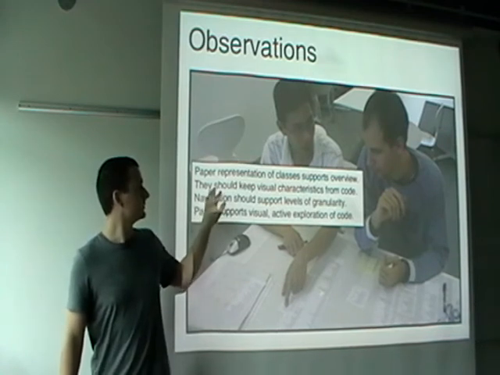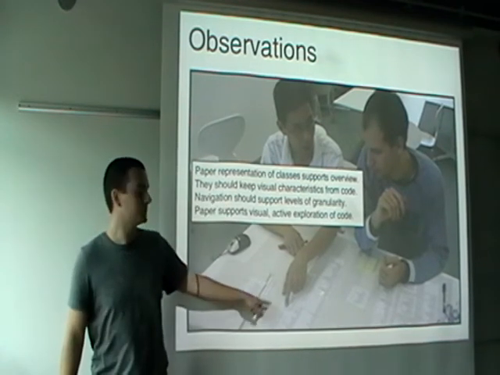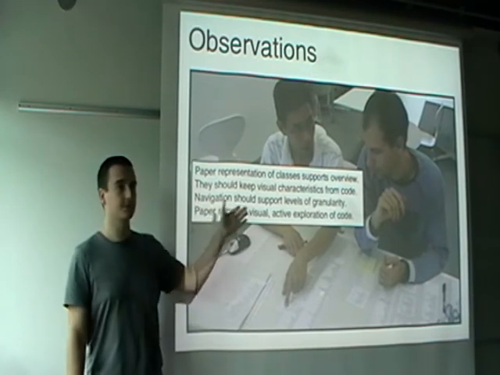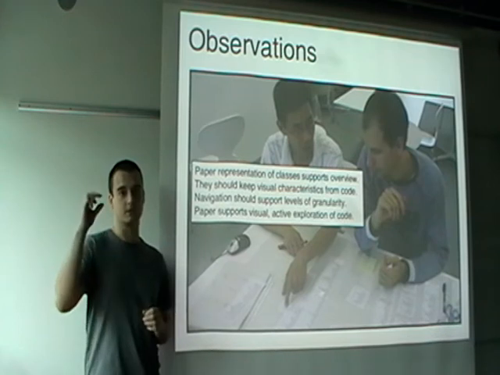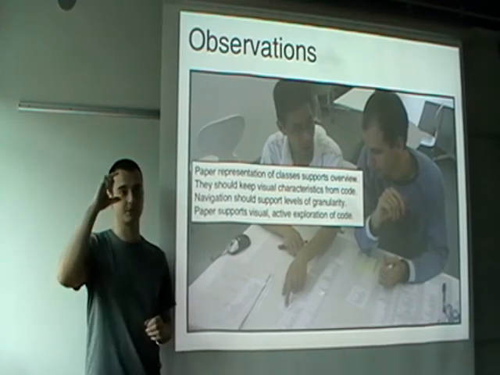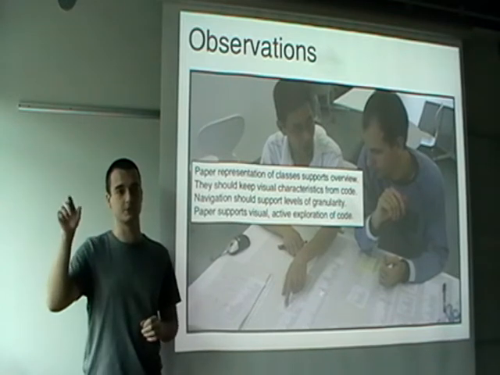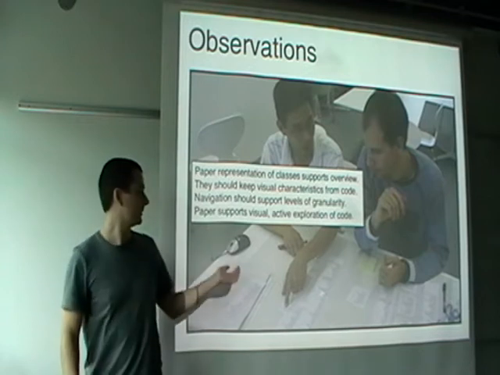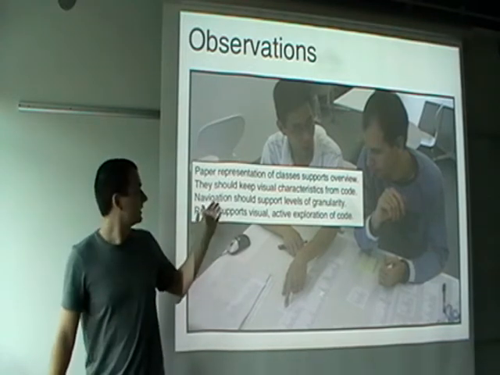Another note is that this representation of the classes, for example, is not enough. It's better to keep visual characteristics that were used in the IDE, small cues like the scroll bar, how big it is. You intuitively use that to see how big the class is, how big the file is. There are other cues, of course.